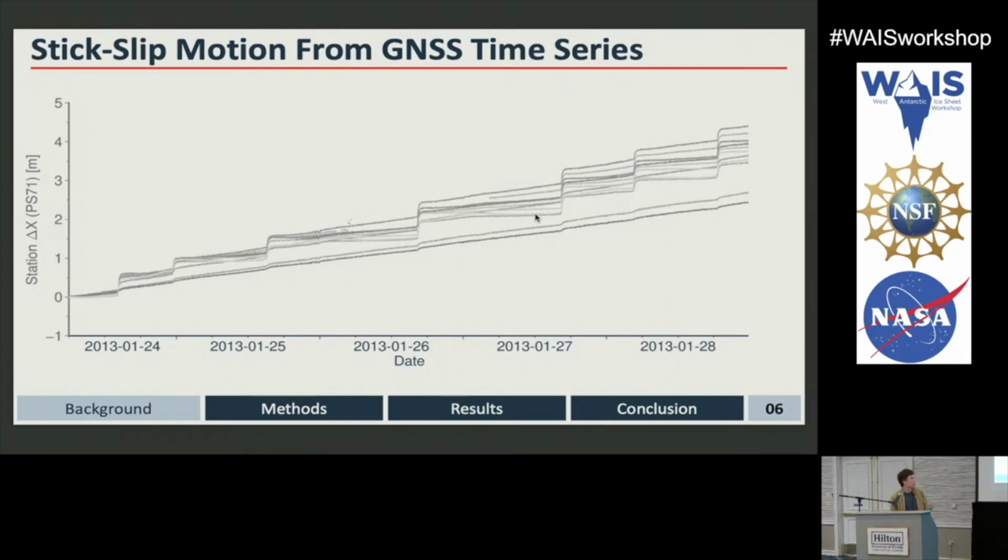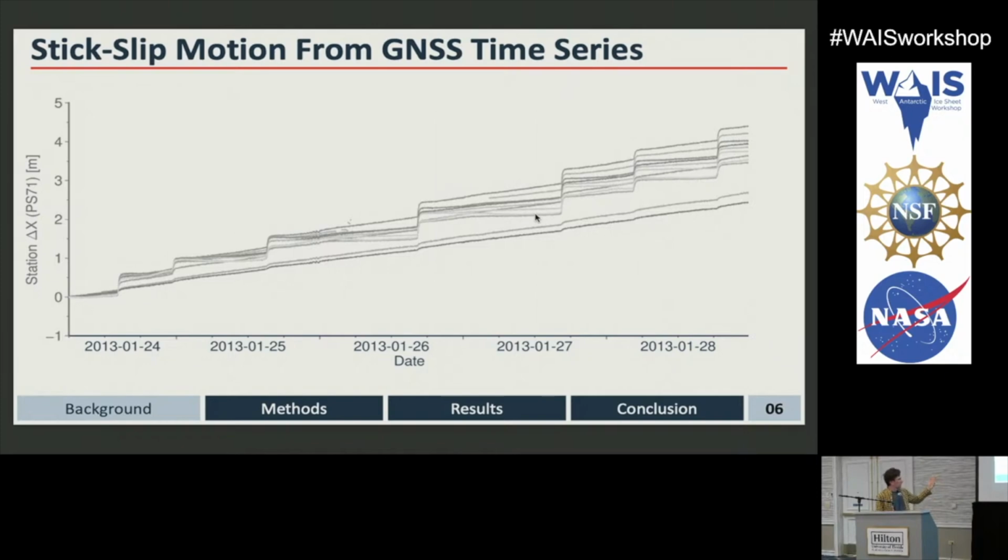The GPS stations, which I've all moved to start at 0, and I'm just showing the one component, the X displacement here, all move steadily for about 12 to 24 hours, and then we have a slip event where they all move about half a meter fairly together, and then it moves steadily again. So we have a stick, and then a slip, and then a stick, and then a slip.